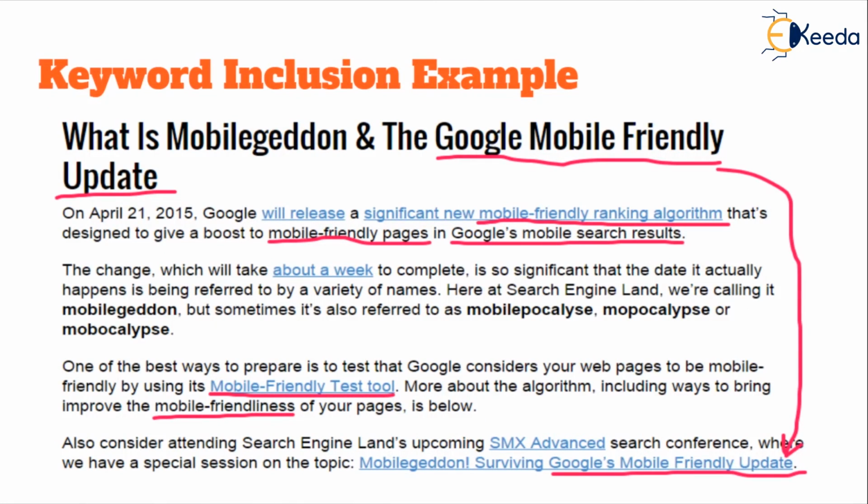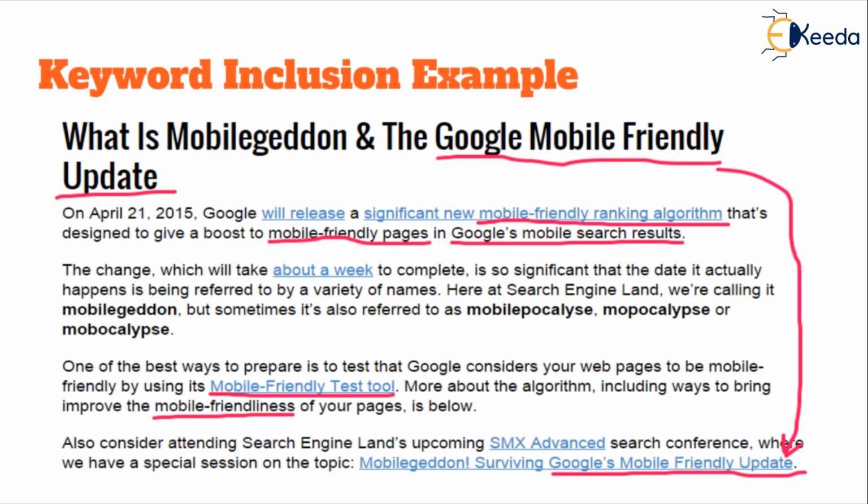Here's a real example of how keyword inclusion can look in a good page. As you can see here, the keyword Google mobile friendly update is included in the title. Then further down in the text, you can see mobile friendly ranking algorithm is a variation of the keyword which is included in a link form. Then mobile friendly seems to be the broad category keyword which the company is using, and therefore mobile friendly pages, Google's mobile search results are other keywords which are included.